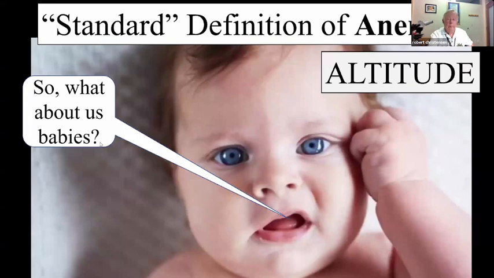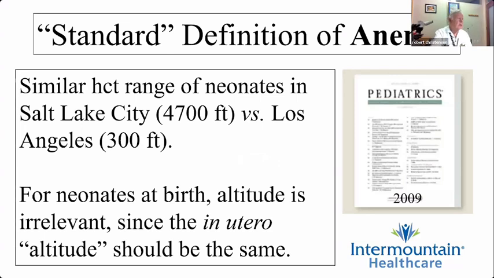And my question is, what about babies? Do we need one set of normal values for Denver, Albuquerque, and Salt Lake City, and another set for the coastal cities? And so we looked at hematocrit ranges of neonates in Salt Lake City versus Los Angeles, pairing them, and they were the same. It didn't matter at all. And so I think for neonates at birth, altitude is not relevant like it is for hematocrit in older children or adults. And it may be that in utero, the altitude or the oxygen tension is relatively the same.